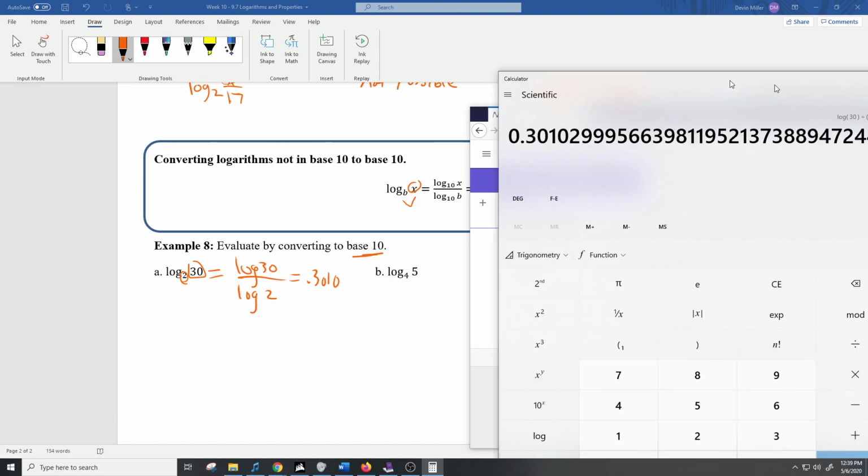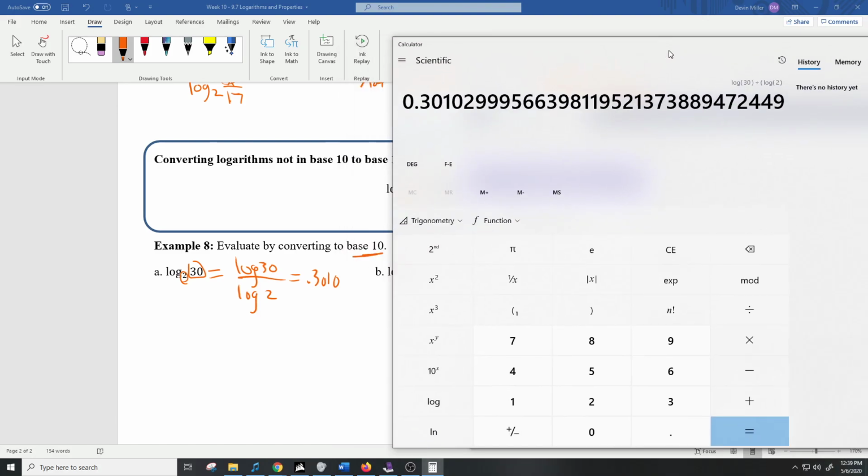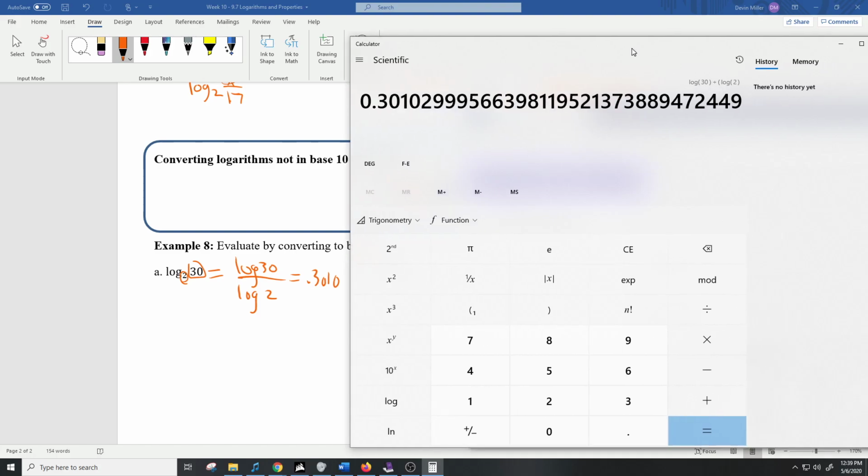Interesting. Hopefully this does work on your phone. I'm just going to try it on my phone. So it's log 30. Yeah, it works on my phone. I don't know why it's not working on here.